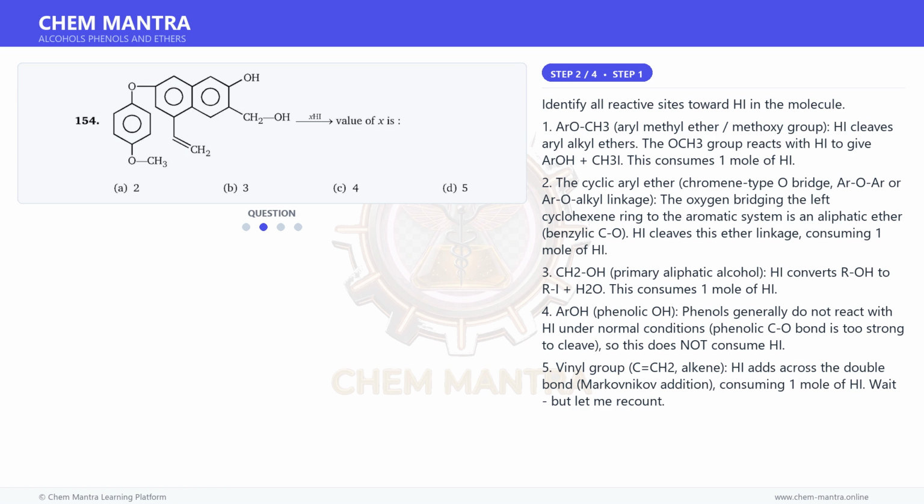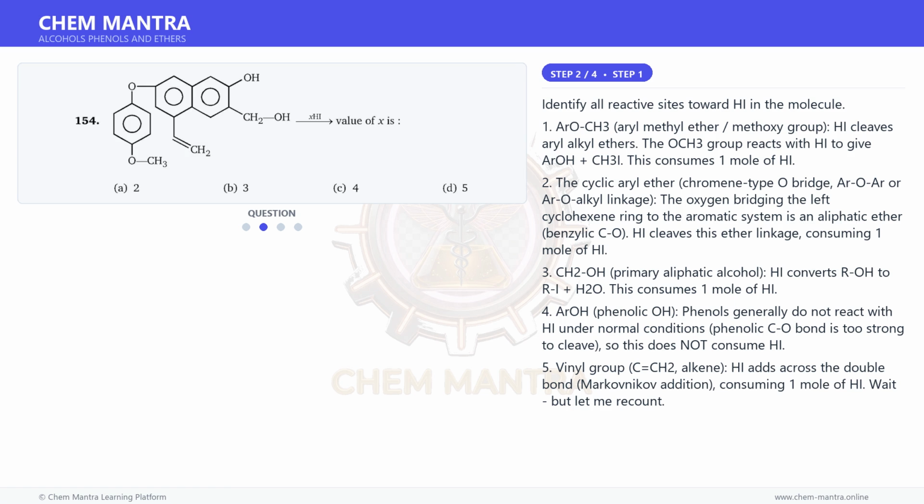2. The cyclic aryl ether, chromane type O bridge, ArOAr or aryl alkyl linkage. The oxygen bridging the left cyclohexene ring to the aromatic system is an aliphatic ether, benzylic C-O. HI cleaves this ether linkage, consuming 1 mole of HI. 3. CH2OH, primary aliphatic alcohol. HI converts ROH to RI plus H2O. This consumes 1 mole of HI.